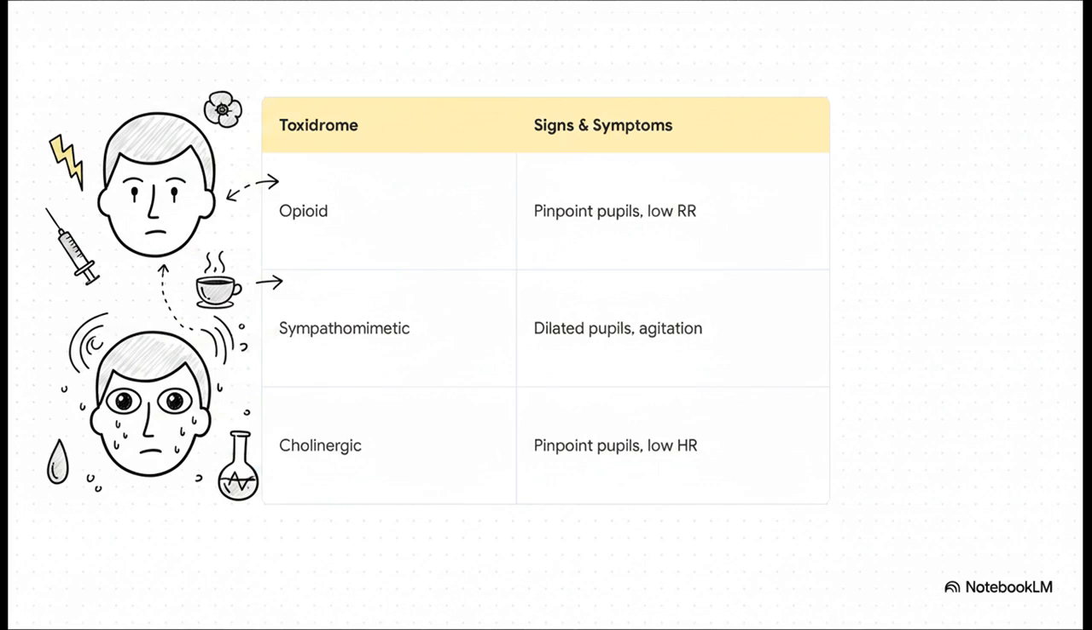Basically, a paramedic can deduce the exact category of poison a patient ingested just by looking at 3 or 4 visual clues. Pinpoint pupils with dangerously low breathing, that's an opioid toxidrome. Dilated pupils, sweating, and extreme agitation, that points to a sympathomimetic toxidrome, like a stimulant overdose. The body literally tells the story if you know how to read the physical signs.